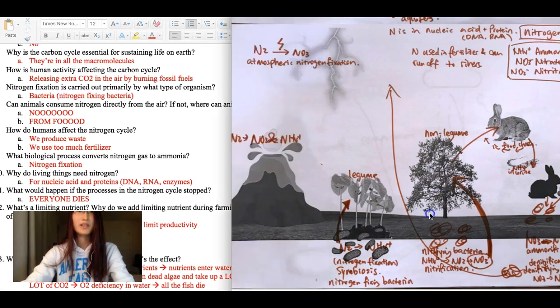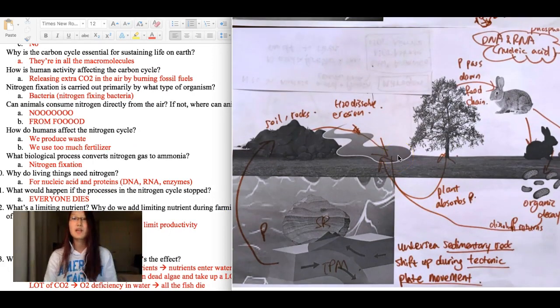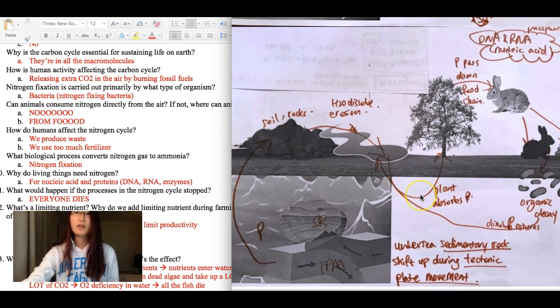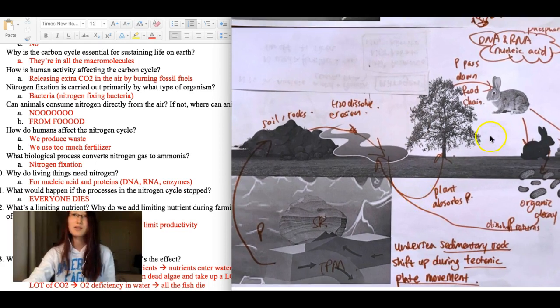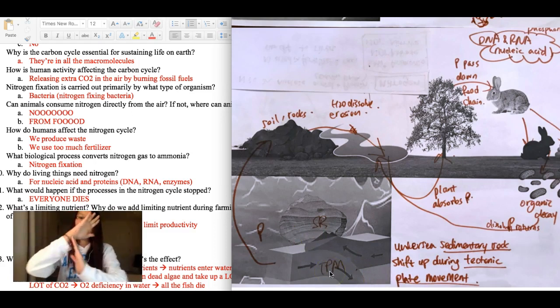Looks like in here we completely ignored the phosphorus cycle, but we should look at it anyway because it might be on the test. I might give you a picture of the phosphorus cycle and have you identify what step it is. So let's take a look real quick. We have undersea sedimentary rock shift up during tectonic plate movement. So all these plates are moving, and then the rocks are shifting up and something's being released into the ocean. And the one that we worry about right here is phosphorus.